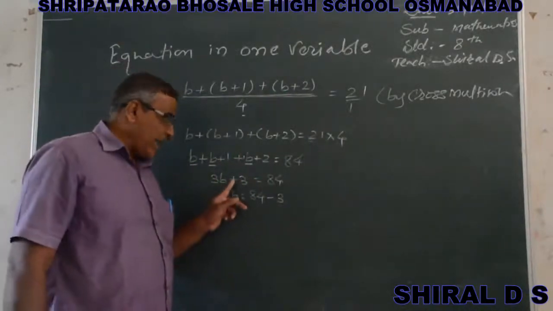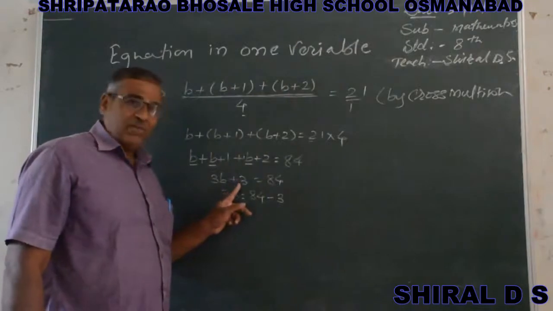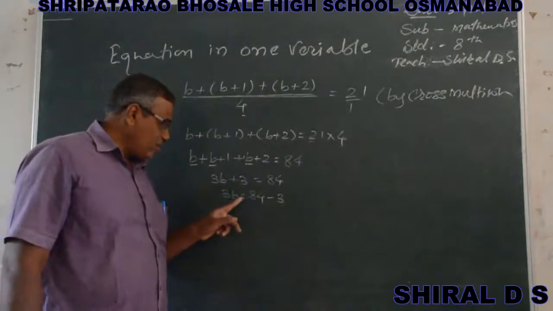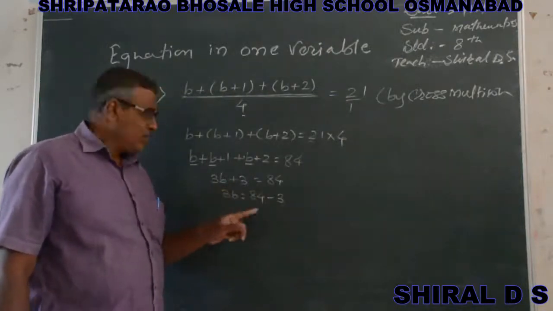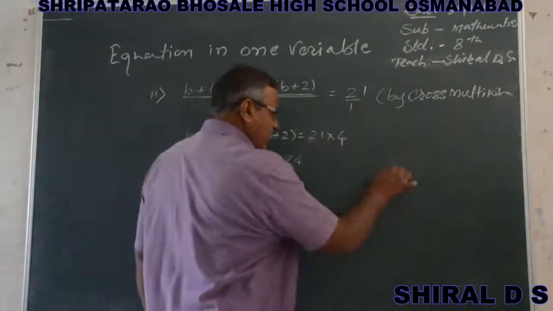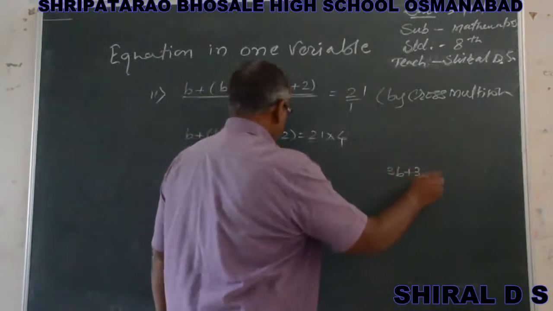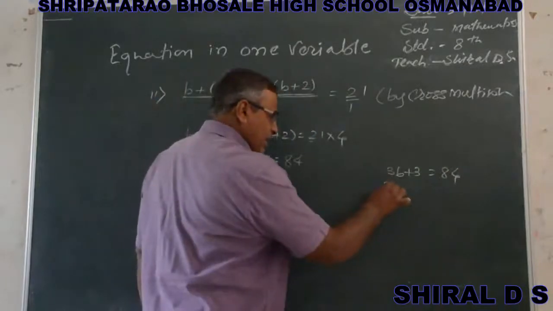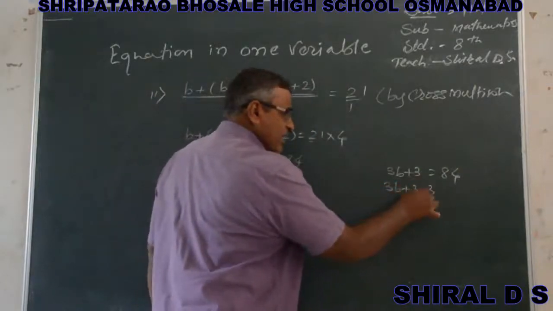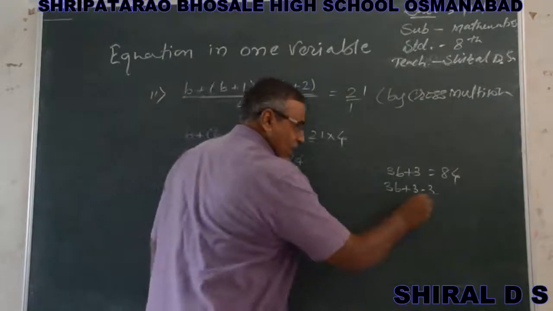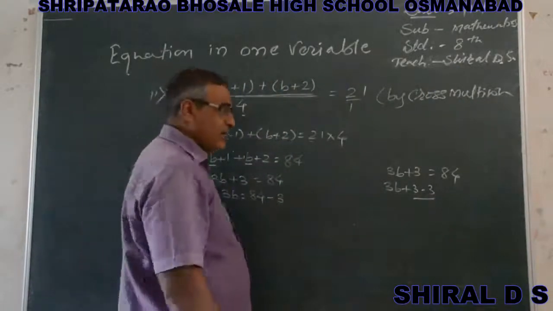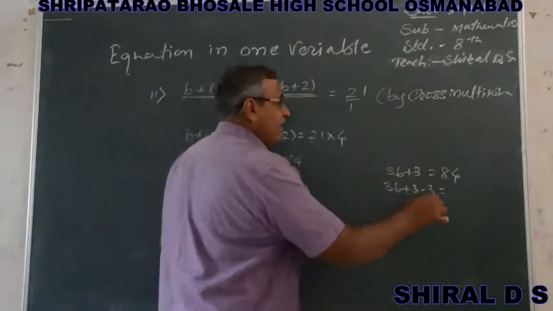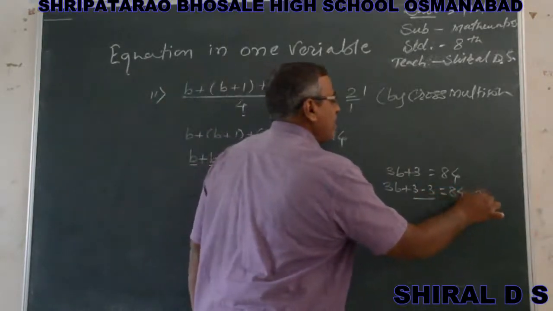If the term is in addition, then we use the property of subtraction on both sides. But this process we use here directly. We know that 3b plus 3 is equal to 84. How to solve? We use 3b plus 3 minus 3. We use the subtraction property equally. If we subtract 3 on the left side, then on the right side also we subtract 3.